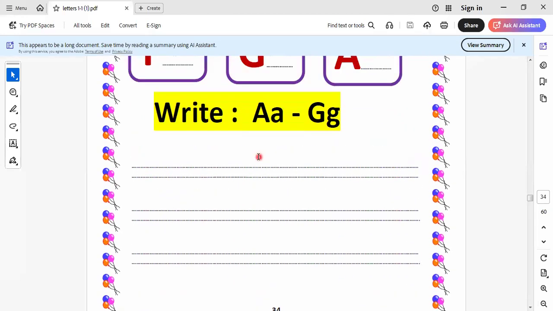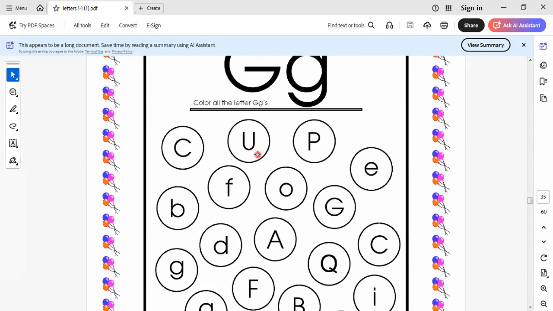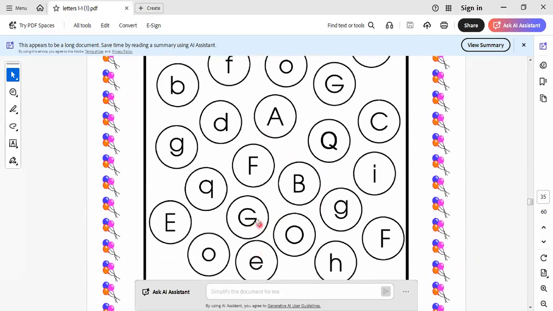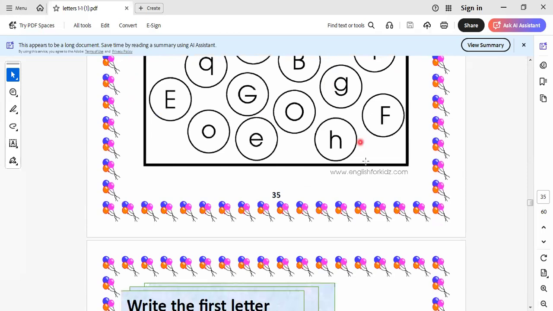Okay. I think now we know the letters, and I reviewed the letters from A till G. I will leave it for you to do by yourself. Let's do this exercise together. Where is capital G here? This is capital G. Where is the small one? This one. So I select capital G with a small g. Here is a small g, and here is capital G.